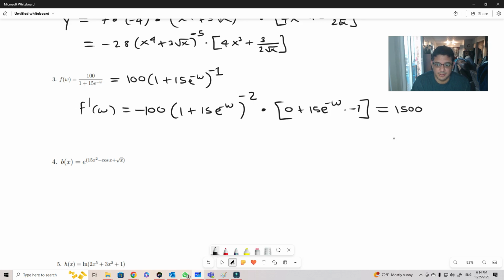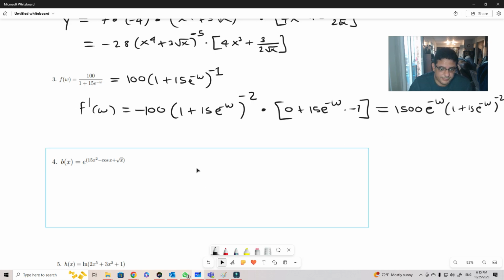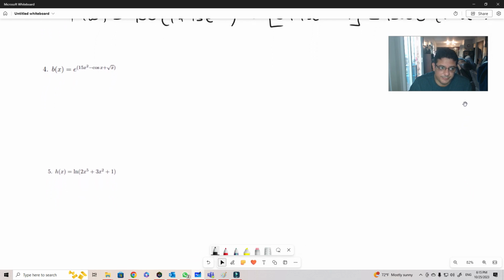1500 e to the minus w, and then 1 plus 15 e to the minus w, to the power of minus 2. That will be the simplification of this. And what I mean of doing this by product rule is, of course, you can do this as a product rule of 100 with this term as well, but that can be more complicated in this scenario. So for now, I'm just gonna leave it that way.